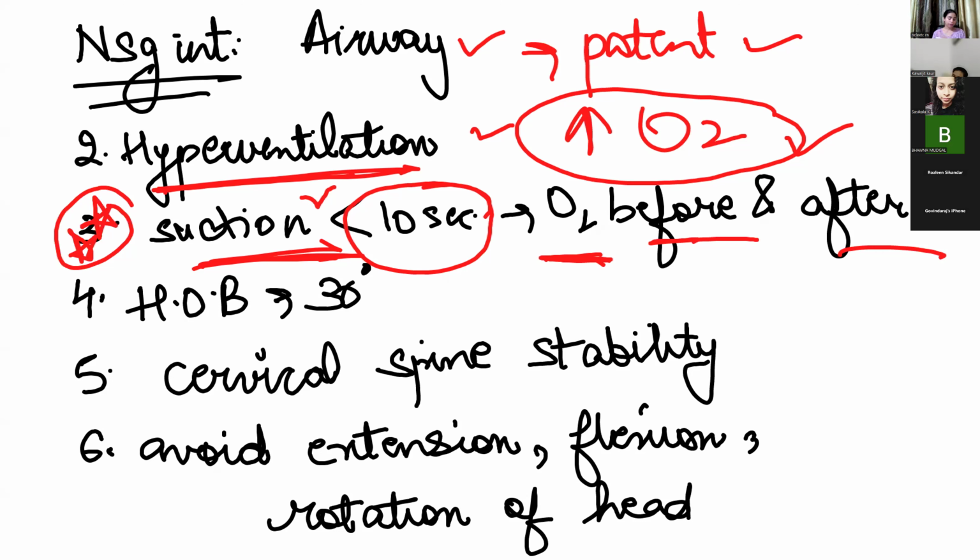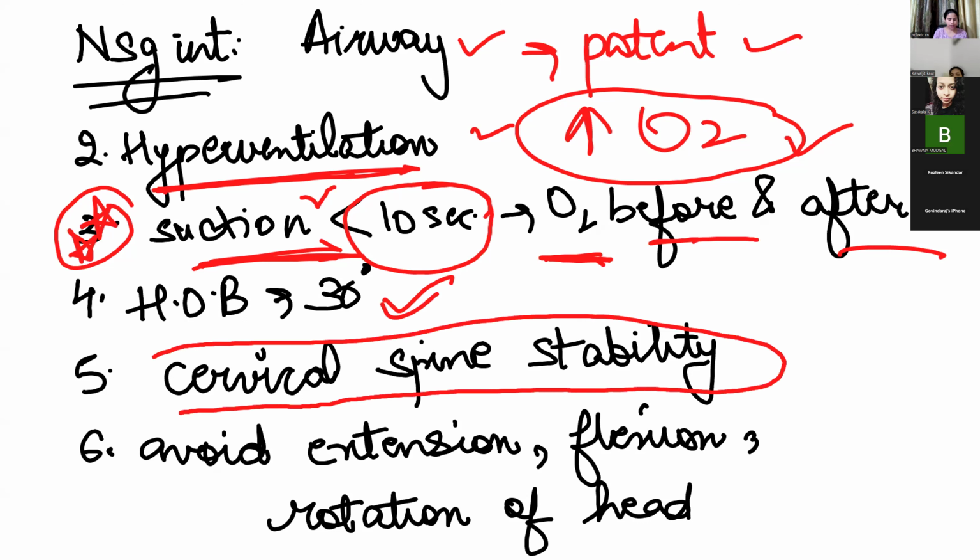Then the head of bed should be 30 degrees. Then you need to maintain cervical spine stability. This needs to be in proper position. Third is avoid extension, flexion, rotation of head. Why will we avoid this? Reason being, we saw in the causes of increased ICP that excessive extension or flexion can also cause increased ICP. So to avoid that, we need to avoid extension, flexion and rotation of the head.